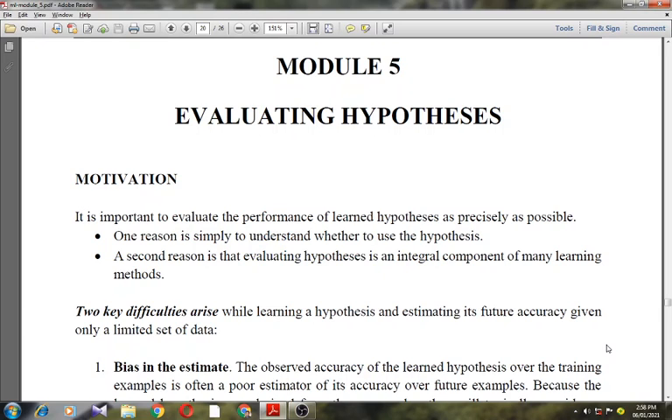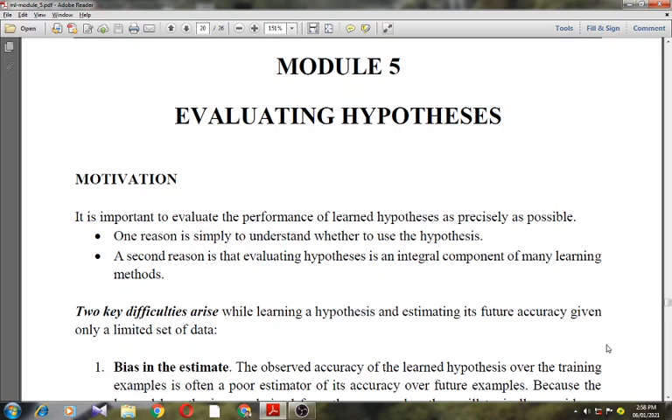So first I am going to discuss evaluating hypothesis. Empirically evaluating the accuracy of a hypothesis is fundamental to machine learning. So in this chapter, I am going to present an introduction to the statistical methods for estimating hypothesis accuracy, which will focus on three questions here.